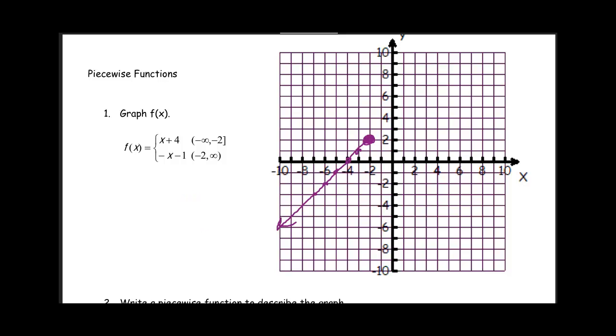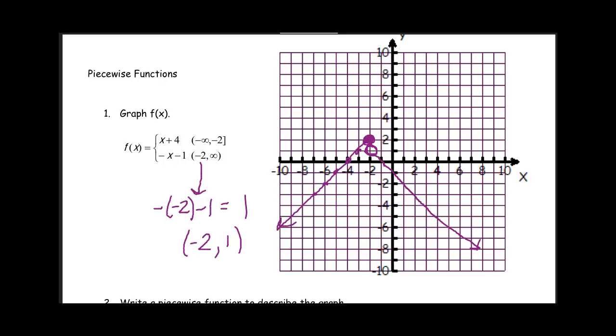And in my second piece, we will have an endpoint at -2, but notice this one has a parenthesis, which means that's going to be an open circle. So when I substitute -2 in for this function, I wind up getting, let's see, 2 minus 1 is 1. So this one has an endpoint at -2, 1, but this time it's an open circle. We don't want to include that point in this part of the function. And this has a -1 slope. So it looks like that. And that was our first piecewise function.